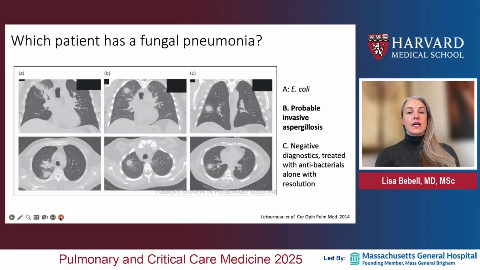So in this case, it was actually patient B. Patient A had an E. coli pneumonia, patient B had invasive aspergillosis, and patient C had negative diagnostics and was treated with antibacterials and had resolution of their pneumonia. I think what's really interesting about this case presentation is that all of these patients have somewhat similar imaging findings with a nodule that looks pretty inflamed, a consolidated area that's fairly rounded and has sort of a halo around it, which is often concerning for fungal infection.